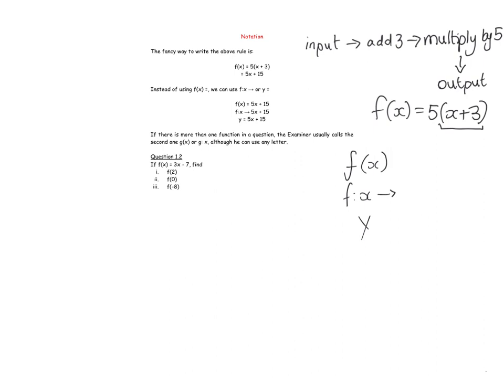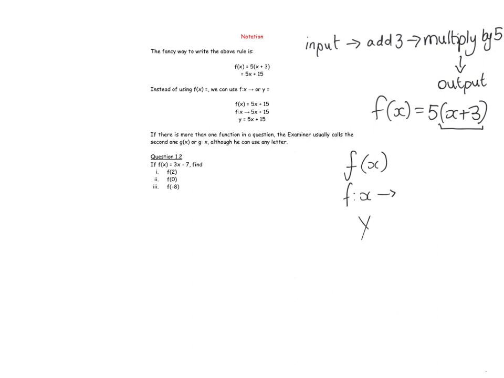Because obviously we're used to coordinate geometry and plotting points and figuring out where they are on a graph, and we usually talk about x and y. So if you put in, for example, 3, that would be your x value, your y value might be 2, for example. Now, if there's more than one function in a question, the examiner usually calls the second one g of x, although he can use any letter at all. And usually you can see h of x after g of x, but f of x, g of x and h of x are the 3 main ones that you would see.